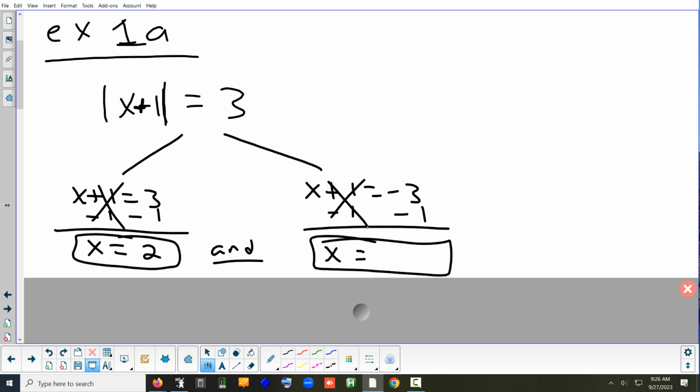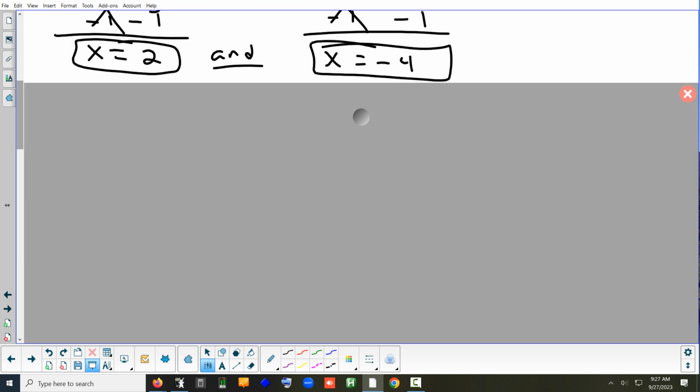It's negative 4. Negative 3 minus 1 is negative 4. Remember, when you have a negative number and you subtract something, it's going to go further to the left. When you add something, it's going to push the number further to the right. And that's it. Those are your 2 answers. Any questions on that?